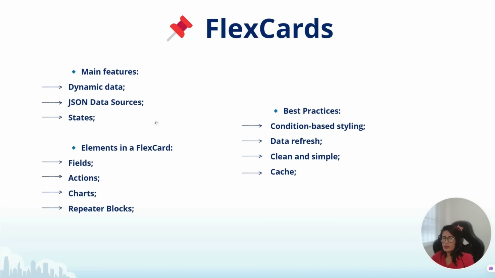The elements in a FlexCard: you have the fields to show records, text, numbers, etc. You can use actions, like adding buttons for navigation, data updates, or API calls. You have charts to visualize data in different formats, and you have repeater blocks that display lists of records dynamically. Of course, you have a lot of other things inside a FlexCard, but it's just a general view.